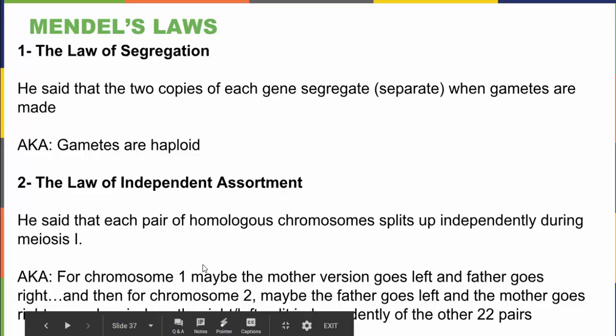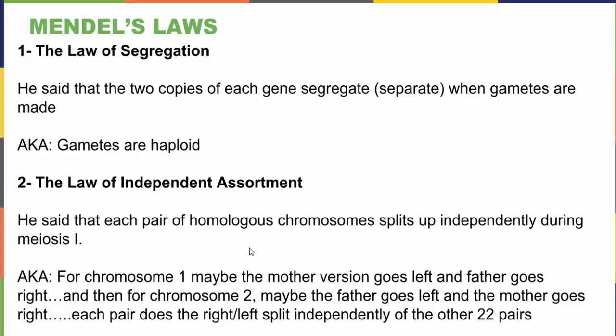So for chromosome 1, the long chromosome, maybe the mother version goes left and the father version goes right. Maybe for chromosome 2, they do it the same way. Or maybe the father version goes left and the mother version goes right. Maybe they do it the opposite way. And all of those pairs are going to split up independently. So that's what the law of independent assortment means.